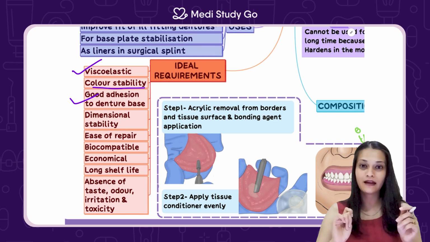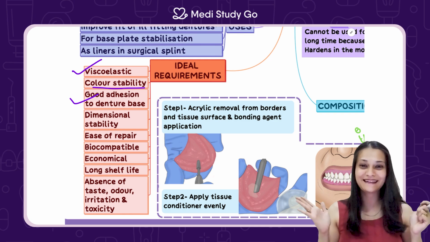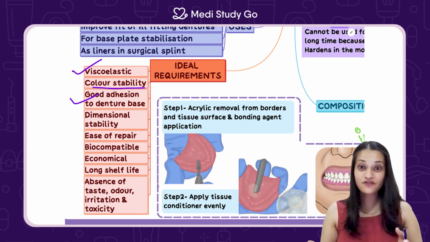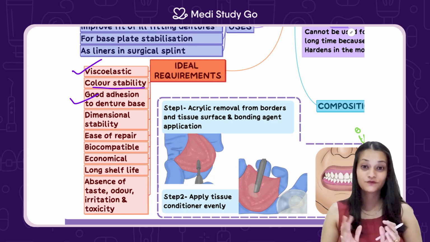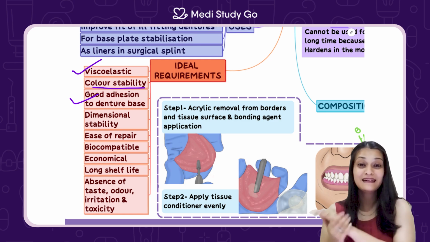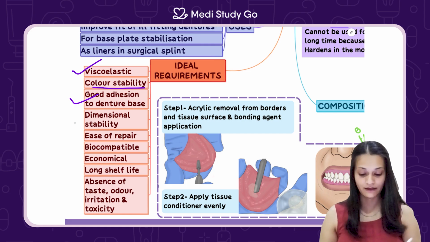Like, when you make that alginate impression, you have the tray in your hand and alginate in the patient's mouth. Imagine something like that happening with tissue conditioner. It's going to be havoc. So you want it to adhere to the denture and not to the oral cavity. Dimensionally it has to be stable, and it should be very easy to repair.